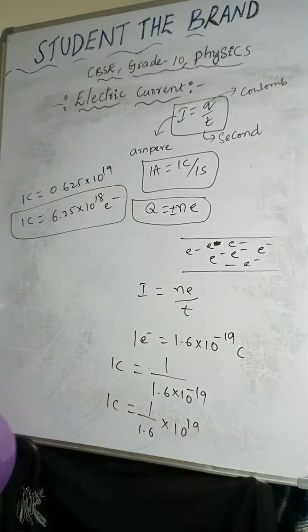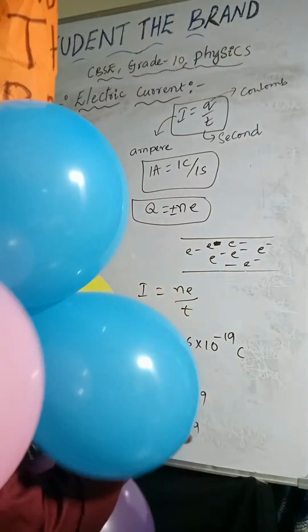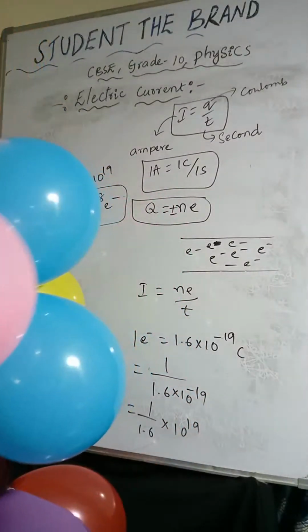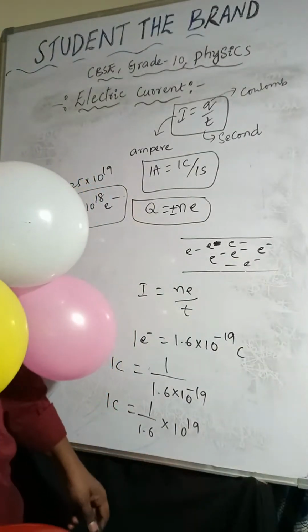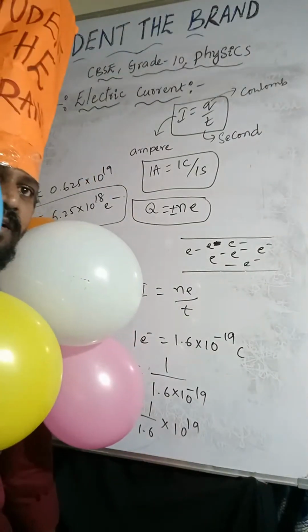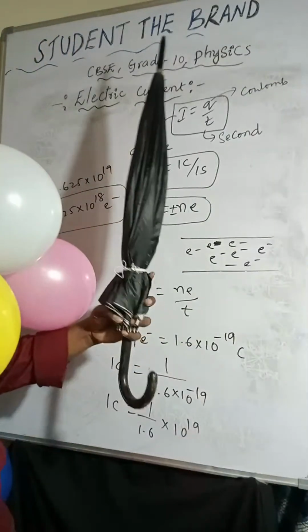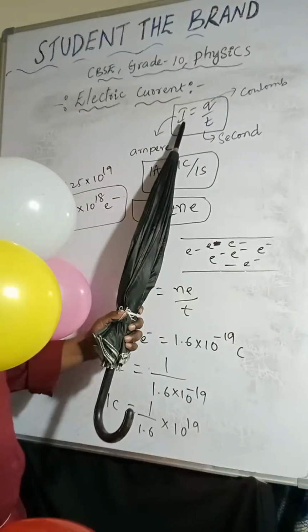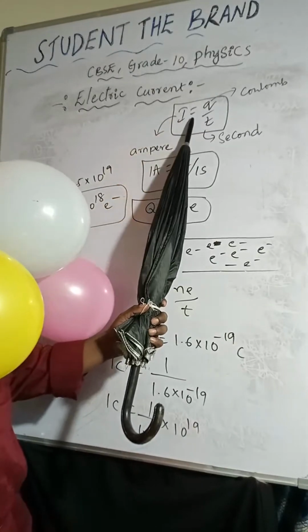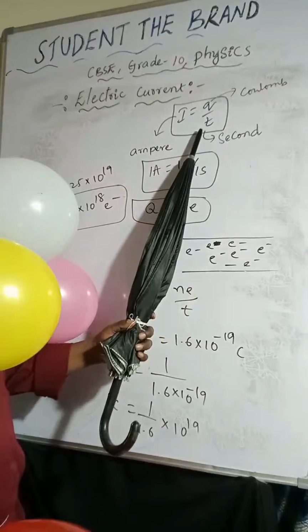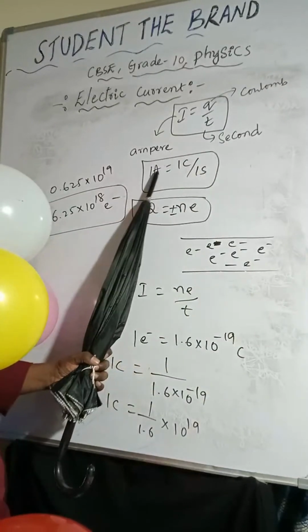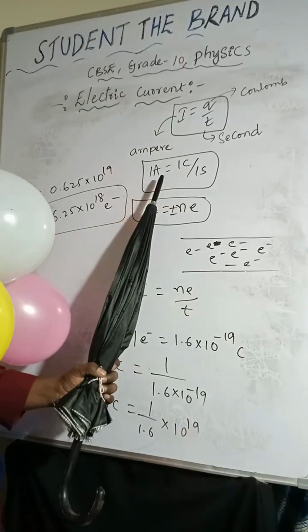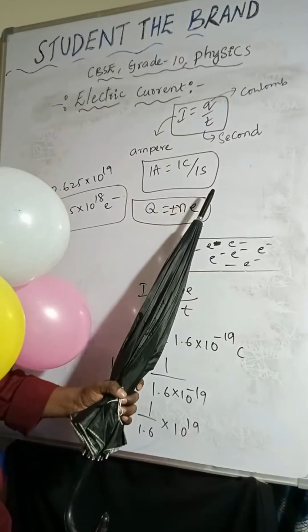This value is very, very important, so make sure that you learn this point. Once again, check these points. The rate of flow of charge is called electric current, I equal to Q by T. SI unit of current is ampere, charge is coulomb, time is second. 1 ampere equal to 1 coulomb per 1 second.